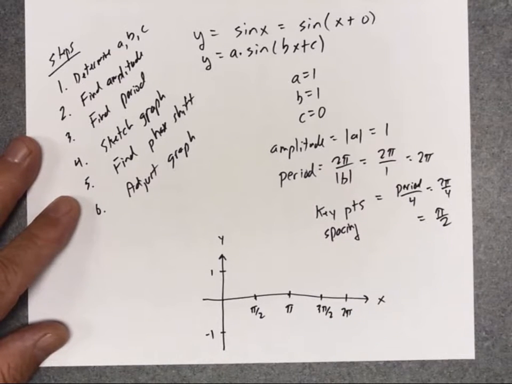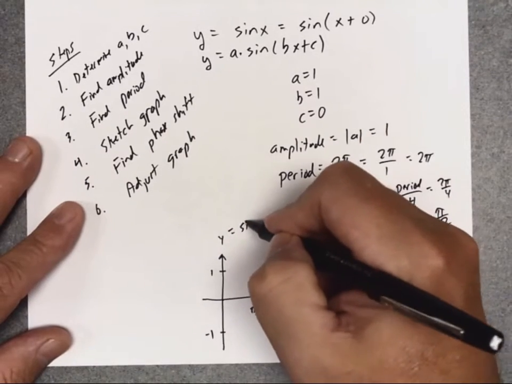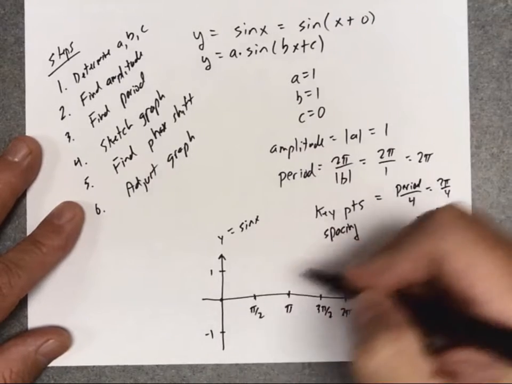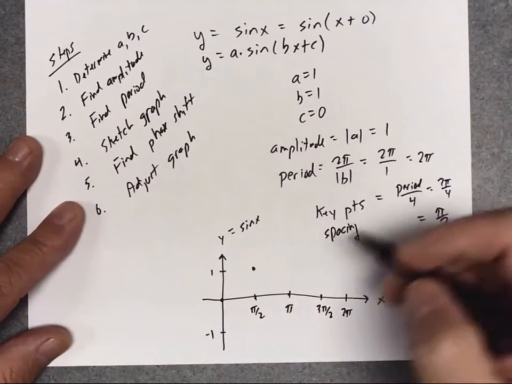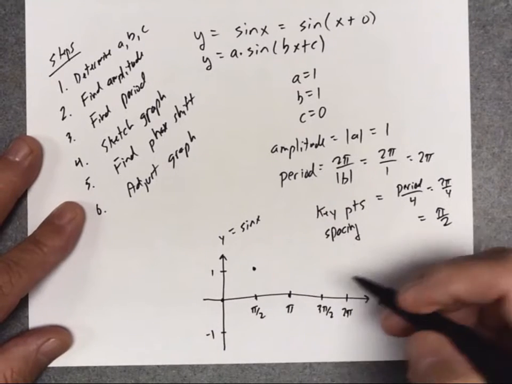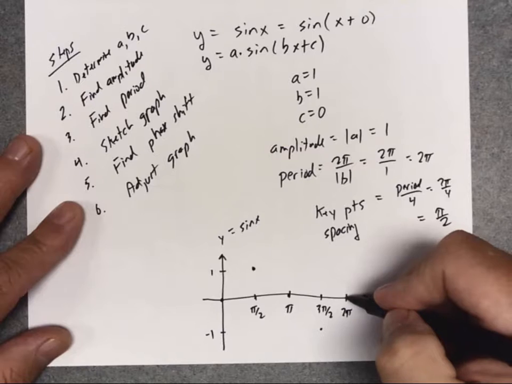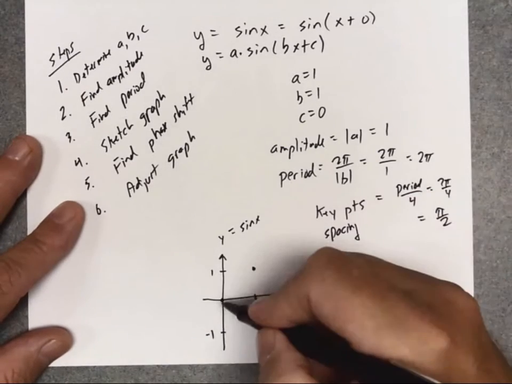And what happens is, since I know this is a graph of y equals sine x, I know it starts at 0. My first key point, it's going to be my maximum. Then it goes back to 0. At my next key point, it goes to -1. The next key point, back up to 0. And then it starts repeating.